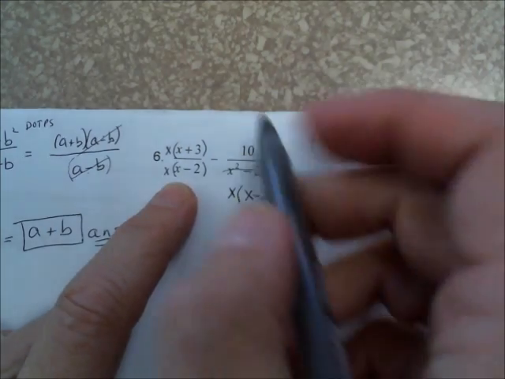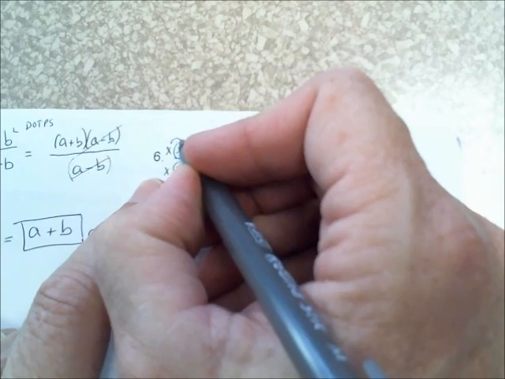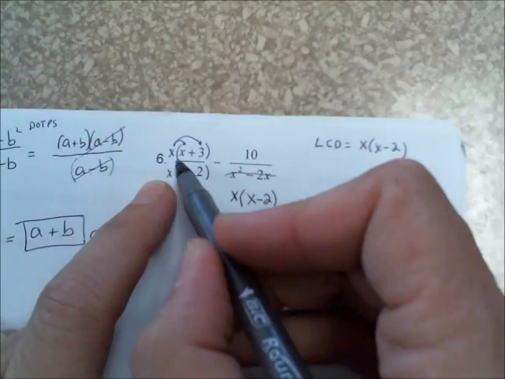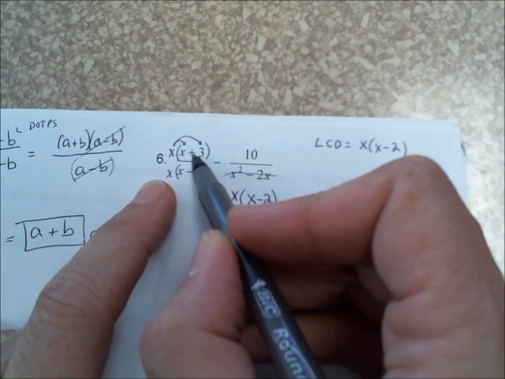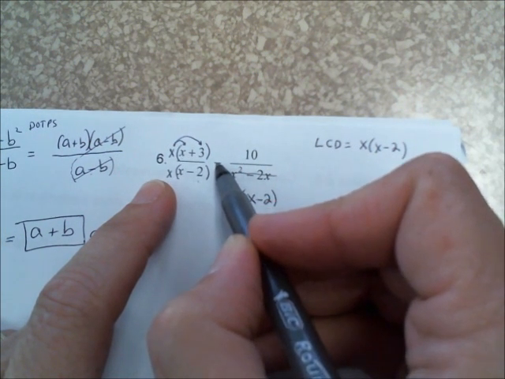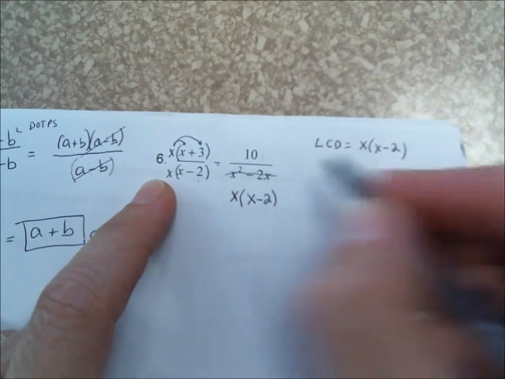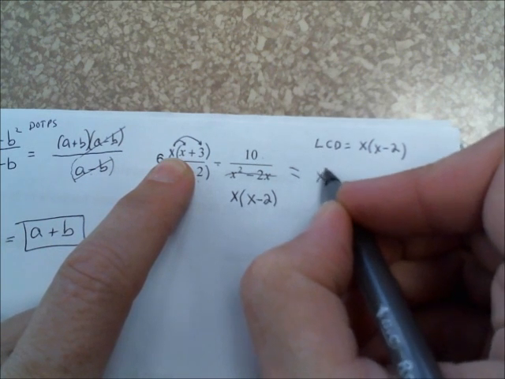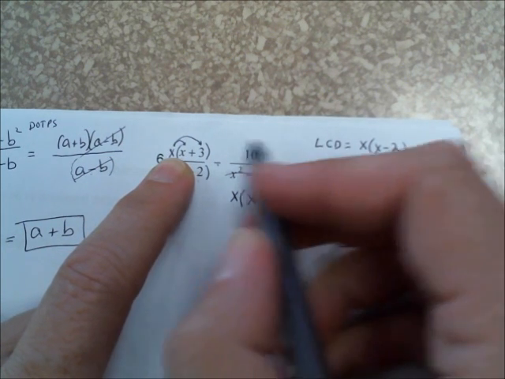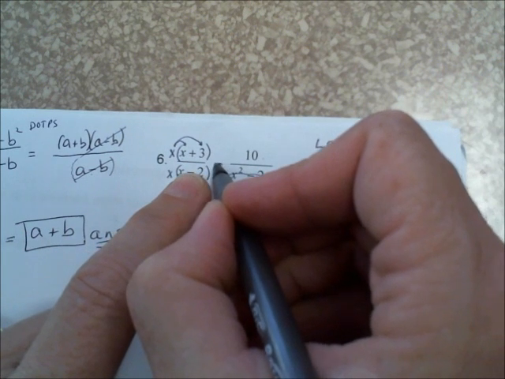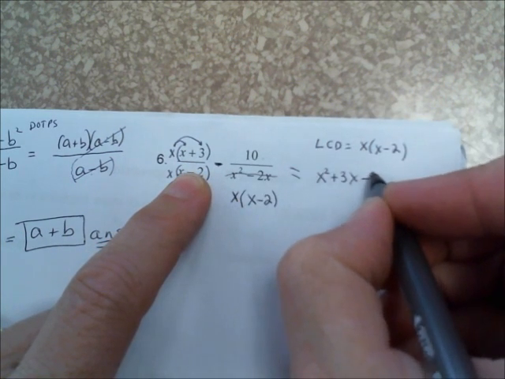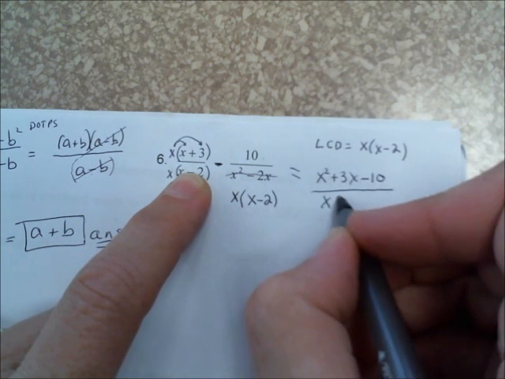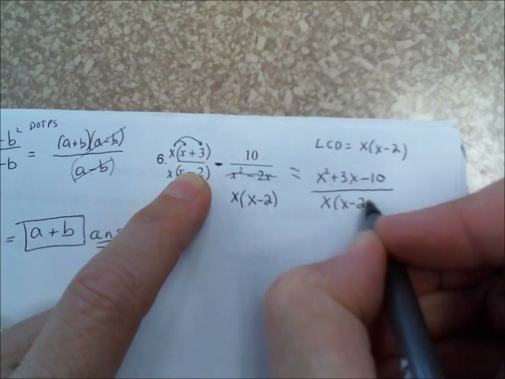Our next step is to distribute this x through the parentheses in the numerator. So this is going to say x squared plus 3x, and then you're going to have a minus 10 here. So I'm just going to pull this down a little bit, and the first numerator, x squared plus 3x distributed. And then we're going to subtract from that this 10, and we can put it all over this LCD that we've just named up here, x times x minus 2.